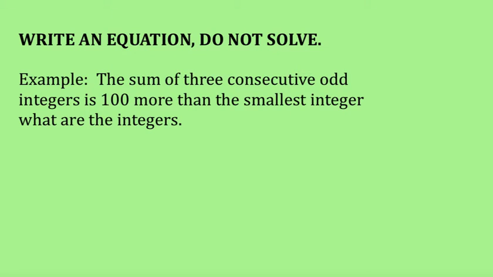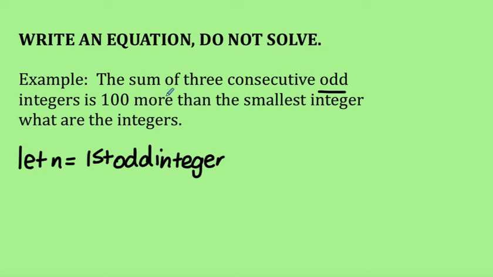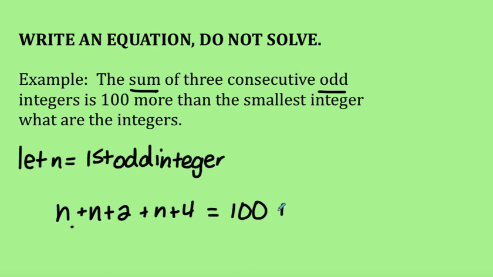All right, let's try. The sum of 3 consecutive odd integers is 100. I'm going to let n equal the first odd integer. It says the sum of 3 odd integers, so n, n plus 2, and n plus 4, and it wants their sum. I'm going to add them together because sum means add, is means equals, 100 more than, so plus, the smallest integer. Well, the smallest integer is the first one, n. So 100 more than n. And there I have an equation.